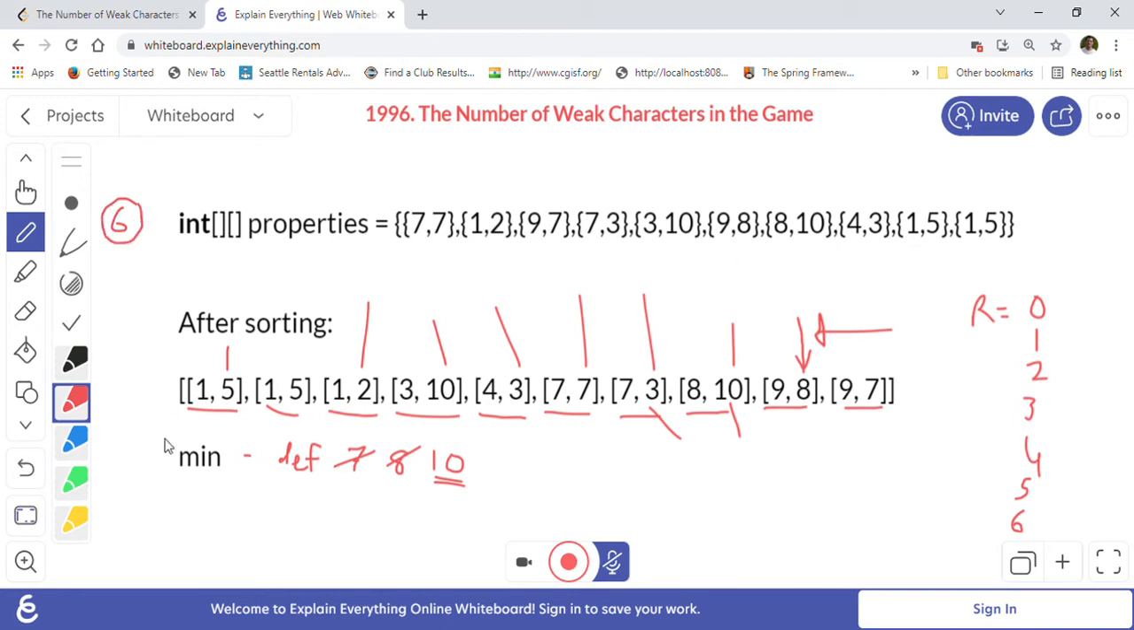So these highlighted ones are the weak pairs. I will just highlight for you. This 1 comma 5 is a weak pair, this is also a weak pair, this is also a weak pair, this is not a weak pair, this is a weak pair, then this is also a weak pair, and this one is also a weak pair. So now as you can see, these are all smaller than 8 comma 10, right? Everything is smaller than 8 comma 10 basically.